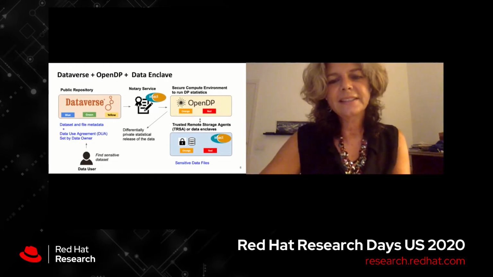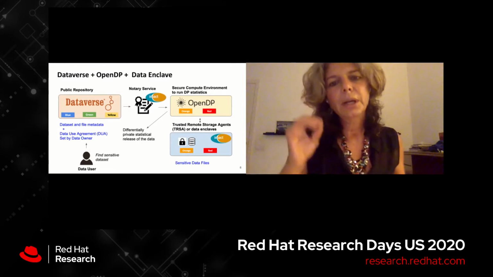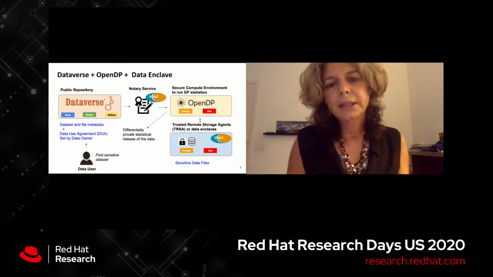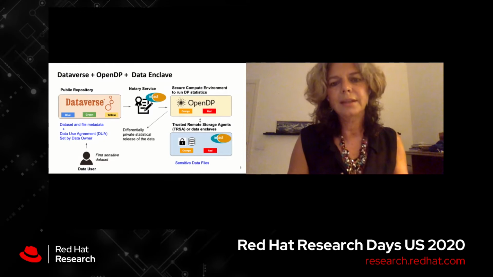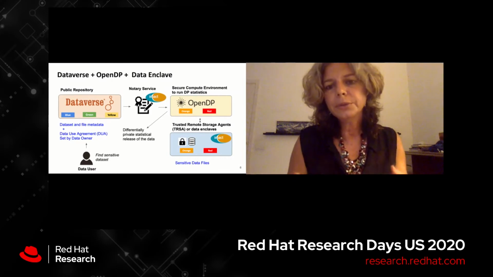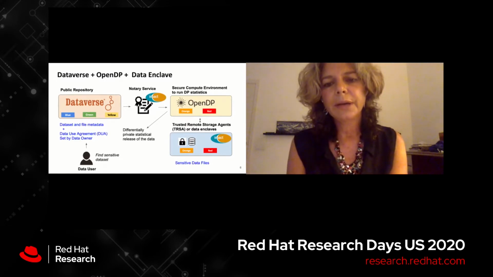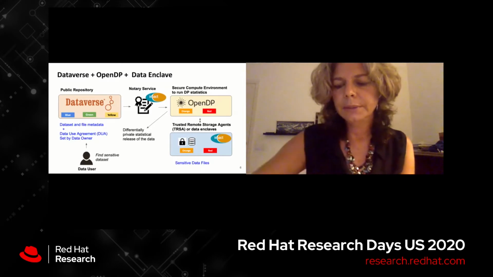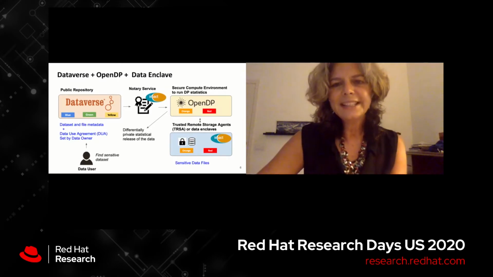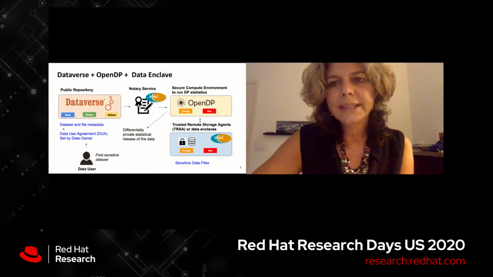So this is the high-level architecture of how it puts all these pieces together, in a way that the user can find a data set that they would not be able to access, but can run differentially private queries through OpenDP, get those results back, and still make use of the data for research, for getting insights on the data set, without having to compute directly on the sensitive data. So this is the end of my slides.